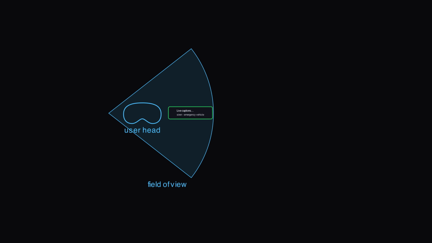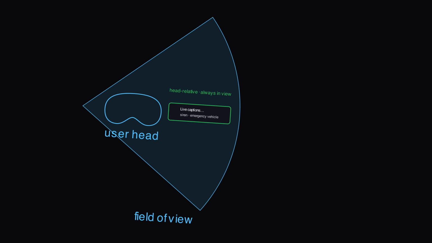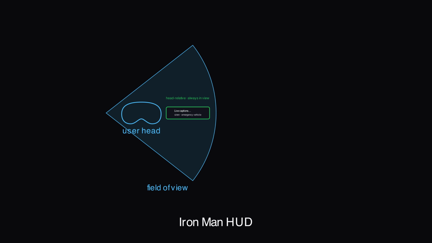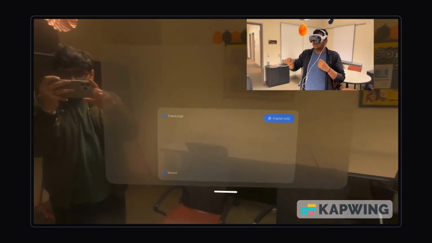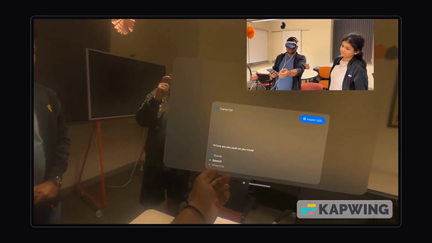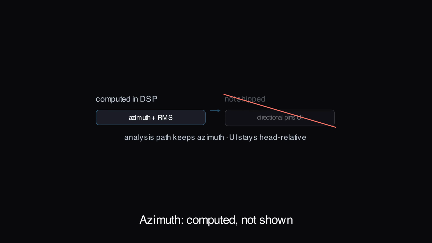So we pivoted to an Iron Man style heads-up display. Caption and sound labels are on a panel that stays in view. Head-relative, not world-anchored. That's what the demo shows. We still compute the azimuth direction in the audio path for analysis, but we don't ship it in directional markers in the UI.